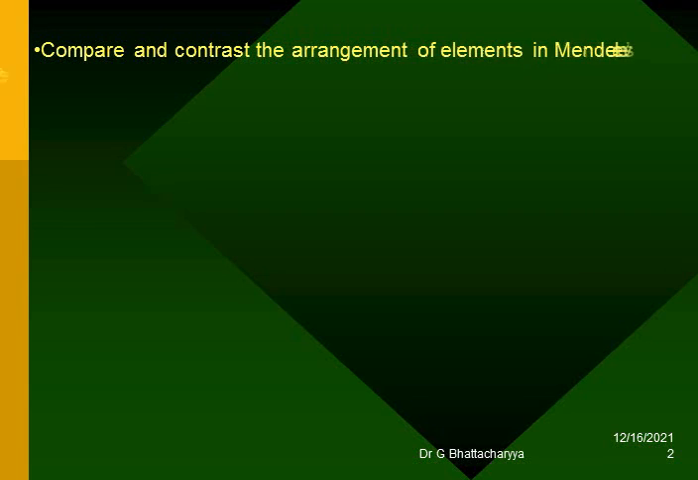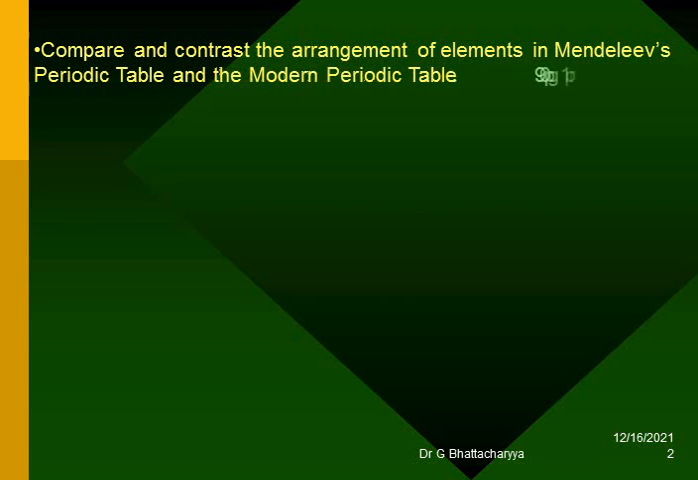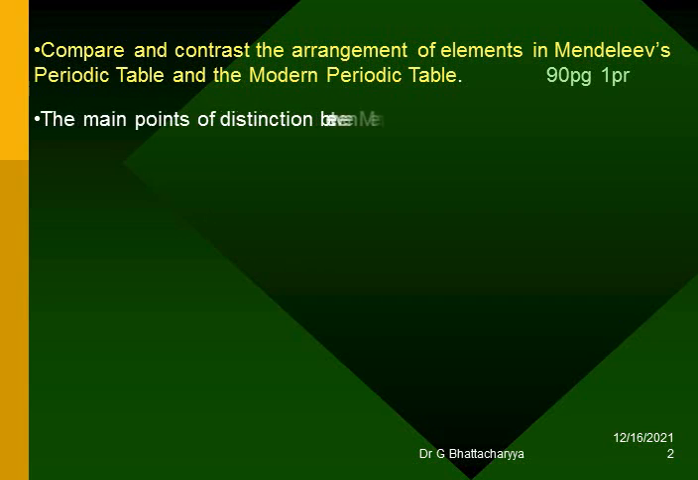Compare and contrast the arrangement of elements in Mendeleev's periodic table and the modern periodic table. The main points of distinction between Mendeleev's periodic table and modern periodic table are given below.